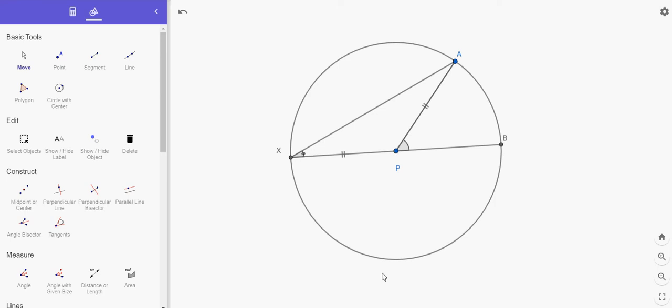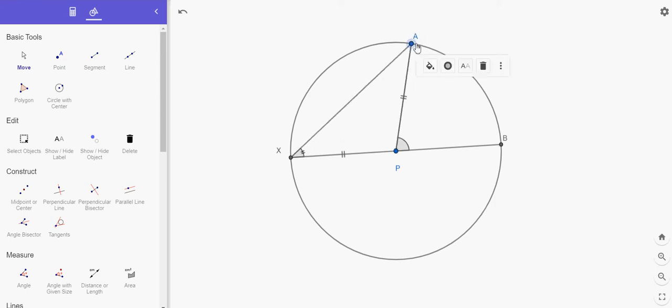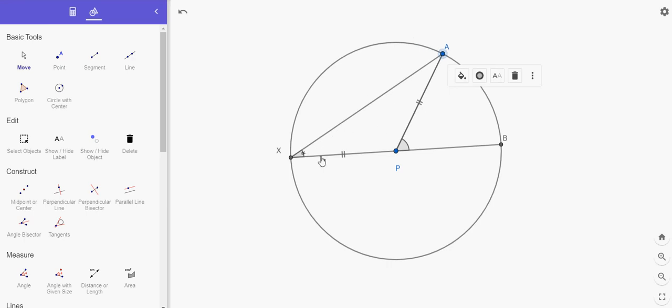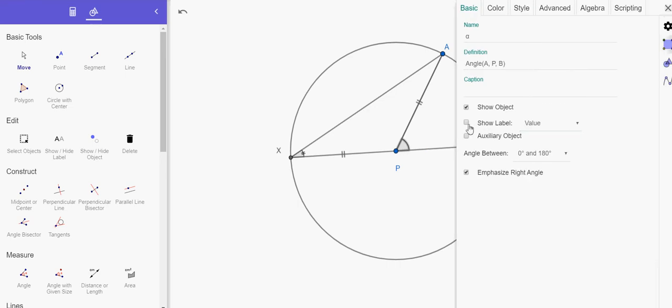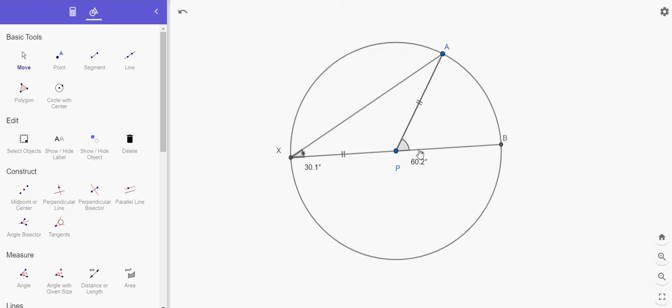Last week we looked at a diagram like this, where we had this diameter, XB, and we looked at this angle right here, AXB. And it turned out that this had a nice relationship in that this angle was half the measure of the central angle. And so this angle had measure half the measure of the intercepted arc.